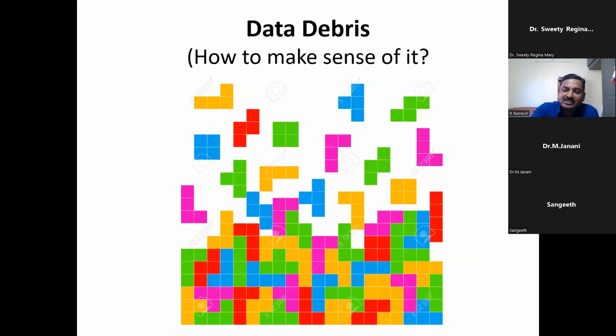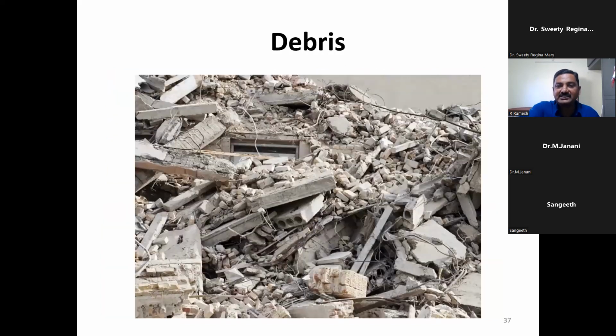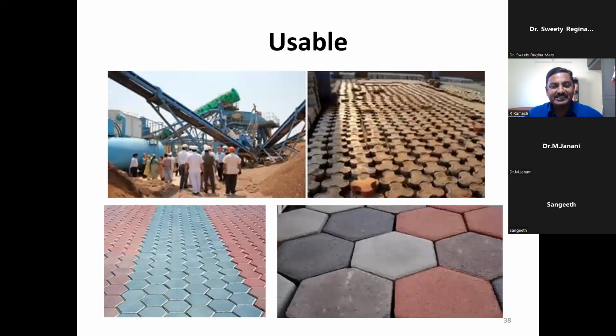How do you make sense out of this, and give some structure, design, pattern, color, right? You crushed all these, made them into powder, and then started making bricks, and then you have brought a pattern there. You see the nicely arranged design. This is what you're trying to do in your research.